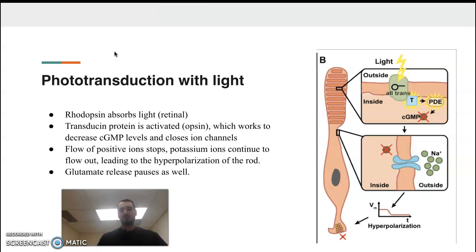So that glutamate, as you can see in the picture, is stopped, it's not released, and this is when light stimulates the cell. So light hits, the retinol absorbs it, turns on transducin, which activates phosphodiesterase, takes down cGMP levels, and leads to a hyperpolarization of the cell.